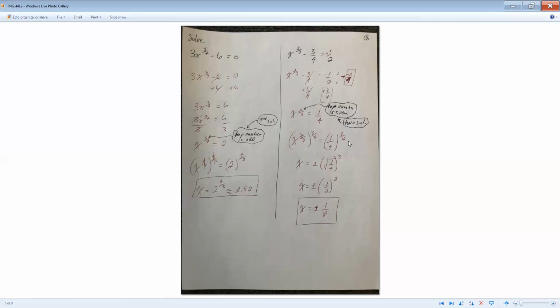And once again, don't forget, we're going to have that plus or minus, because what we have here in this denominator, the denominator is your root. So that's going to be the square root. And whenever you take the square root of both sides, you have to do that plus or minus. So we're going to do the square root of 1/4 raised to the 3rd power. So the square root of 1/4 is 1/2. And then if you cube 1/2, that's 1/8. So our two solutions would be plus or minus 1/8.